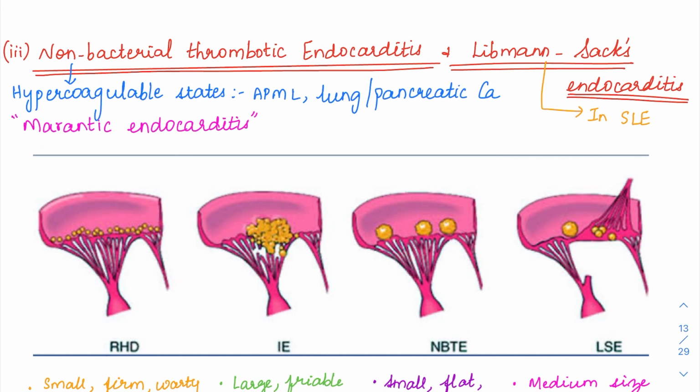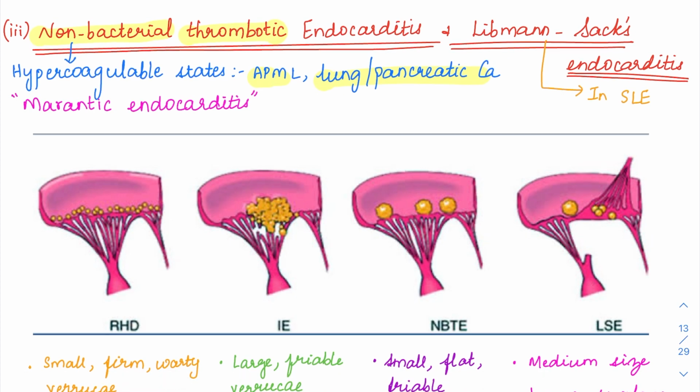Next, we'll see the other causes of endocarditis, which are non-bacterial thrombotic endocarditis and Libman-Sacks endocarditis. The first one, non-bacterial thrombotic endocarditis, as the name suggests, is non-bacterial, so it is a sterile kind of endocarditis. Thrombotic means there is formation of thrombus. When will thrombus form? There should be some procoagulant stimulus. So it will be seen in hypercoagulable states like acute promyelocytic leukemia, APML, one example. Other than that, we have lung and pancreatic cancers which produce mucin. Mucin is known to be a procoagulant. So mucin-producing adenocarcinomas can also result in NBTE.